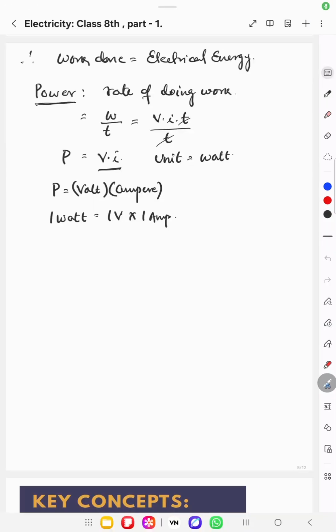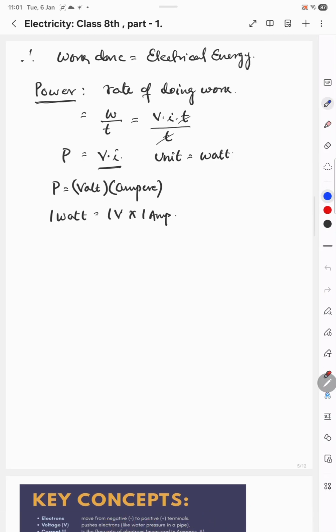Okay. Now, why is it important to know the power? It is important because it gives us a clear idea about how many appliances can be connected to the circuit. What should be the power rating of the devices or appliances which we can connect to this circuit? This further helps us to reduce any overload conditions which can damage your devices.